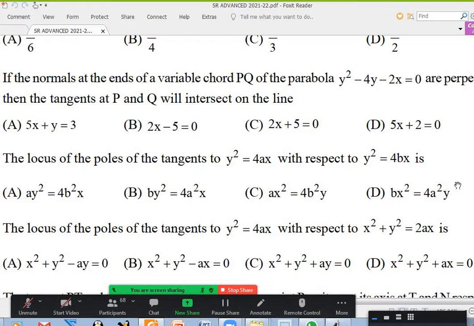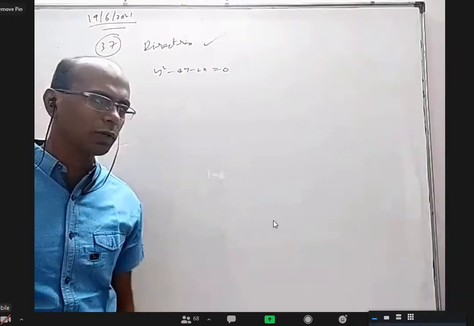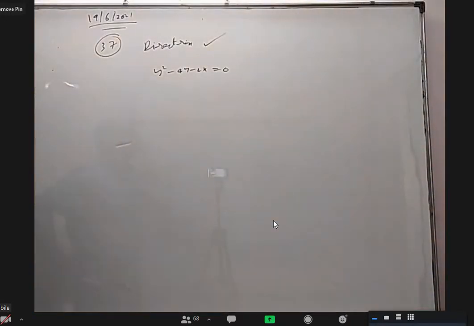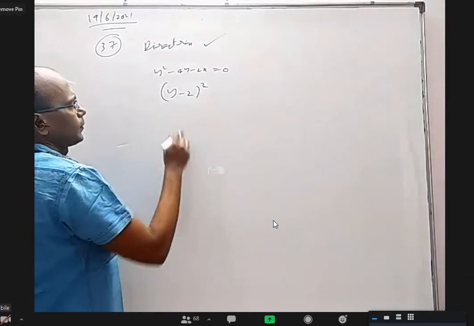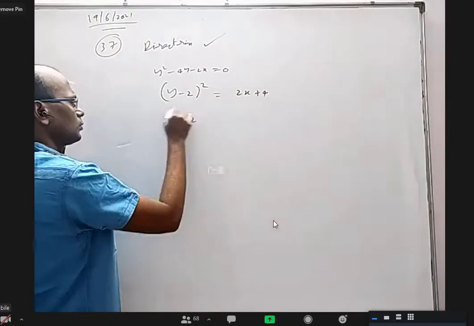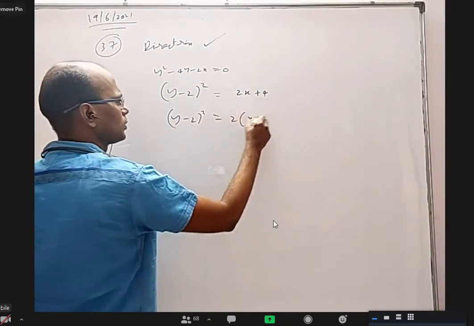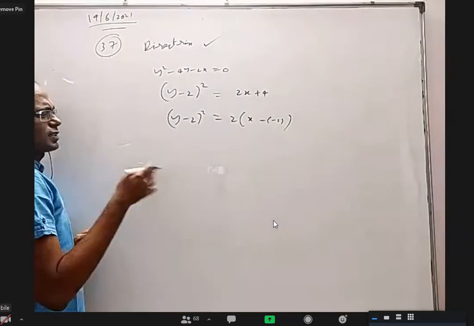The curve is y square minus 4y minus 2x. Just remember a few things: take any focal chord, at the ends if you draw tangents they're perpendicular, normals also perpendicular, and the point of intersection of tangents lies on the directrix. How to find the directrix? Make a perfect square: y minus 2 whole square is y square minus 4y plus 4, and 2x that side will give 2x plus 4. So y minus 2 whole square equal to 2 common, x plus 2. I can even write x minus, minus 2. The directrix, I can leave it also.